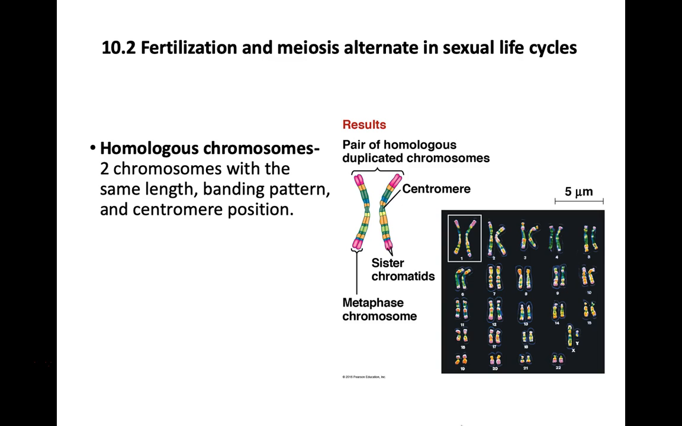Sister chromatids should be identical in every way, all the way top to bottom. Homologous chromosomes are going to be the same length, have the same banding pattern, same centromere position, just like sister chromatids do. The difference is that some of those genes that are encoded in the different homologues might be slightly different.